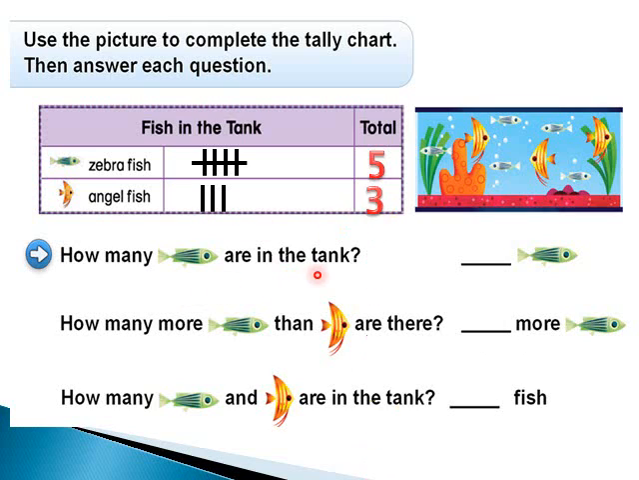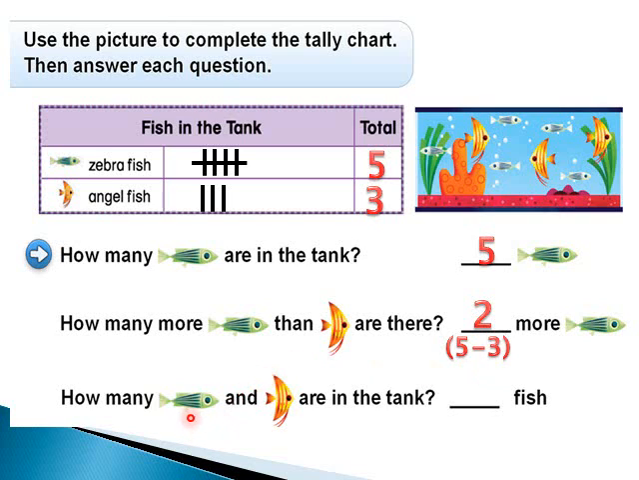Okay. How many zebra fish in the tank? I will look at my table. I have 5 zebra fish. How many more zebra fish than angel fish? How do I know how many more? So I want to find the difference between them. I have 5 zebra fish and 3 angel fish. What is the difference between them? 5 minus 3 is 2. So I have 2 zebra fish more than the angel fish.